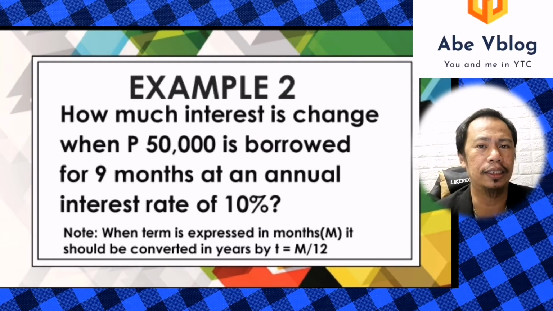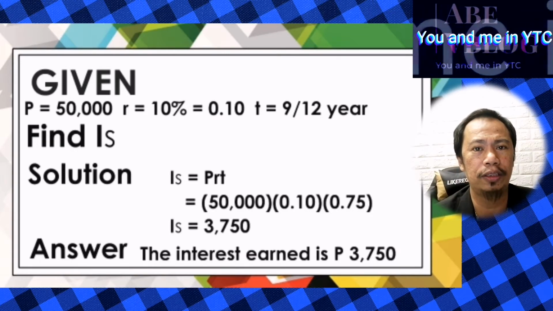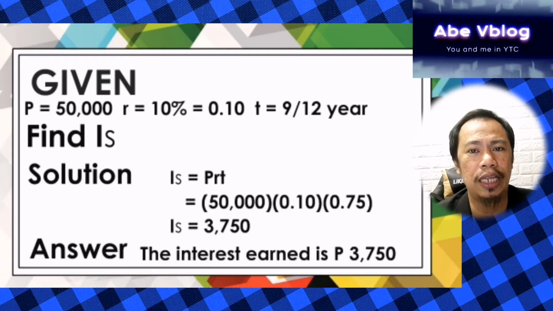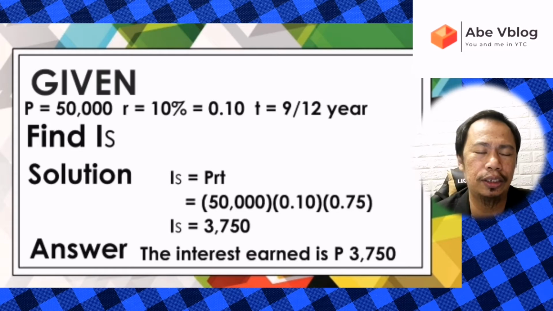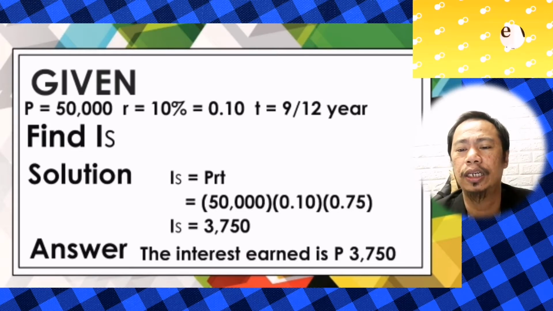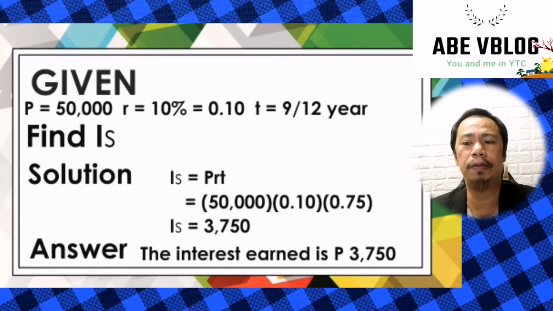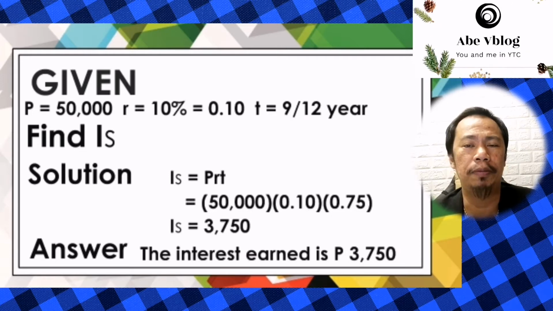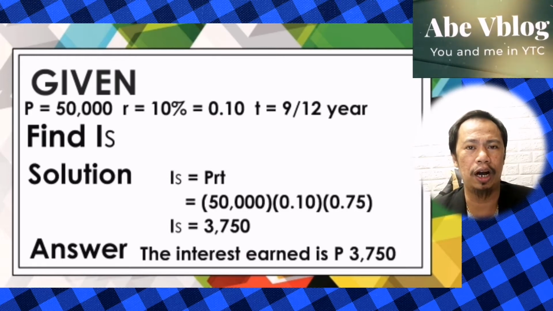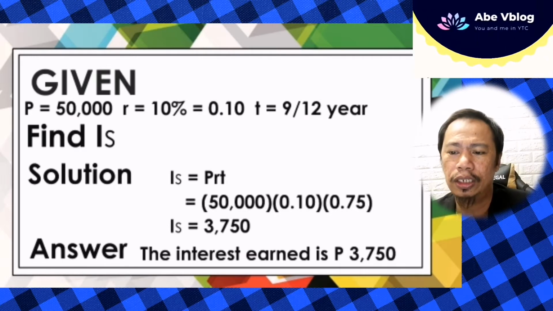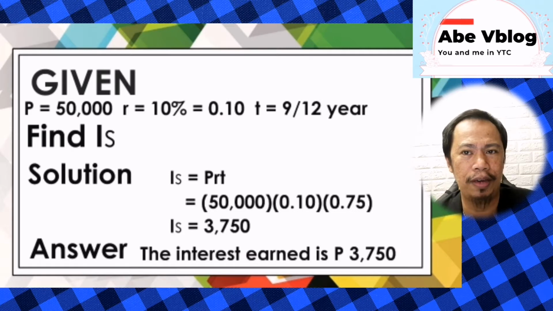Then we write the given. P is 50,000, R is 10% or 0.10, and T is 9 over 12 or 0.75. We are asked to solve for the simple interest. The formula that we use is Is = PRT. Then we substitute the given values: 50,000 multiplied by 0.10 multiplied by 0.75. Then we got the answer of 3,750. So that is the interest earned in 0.75 years.